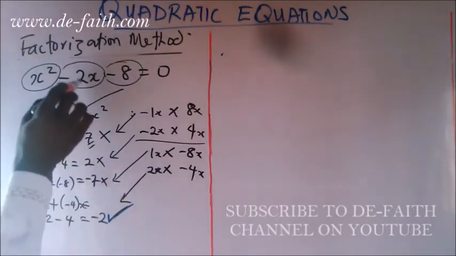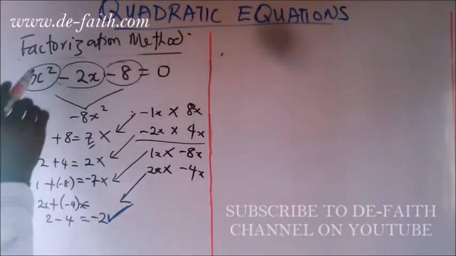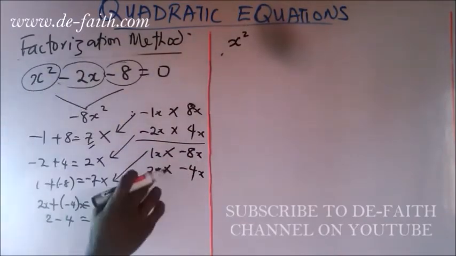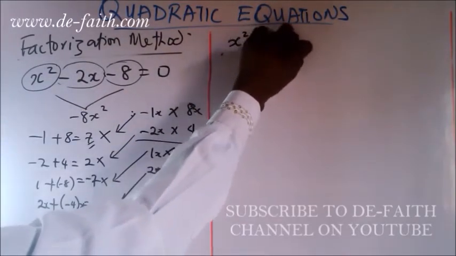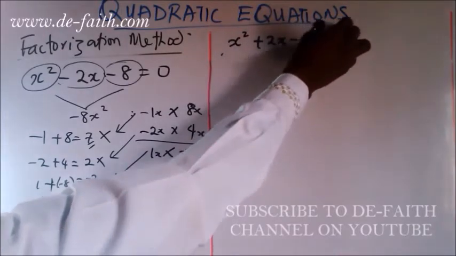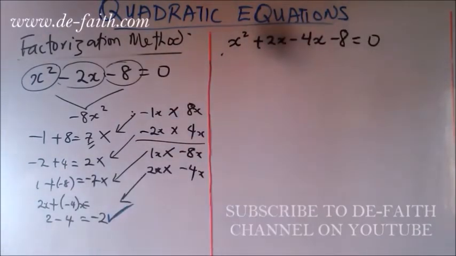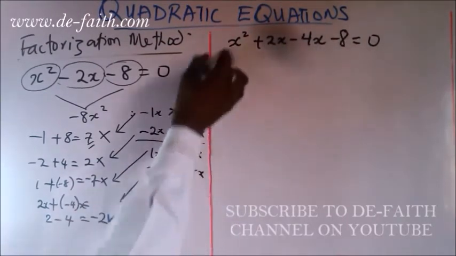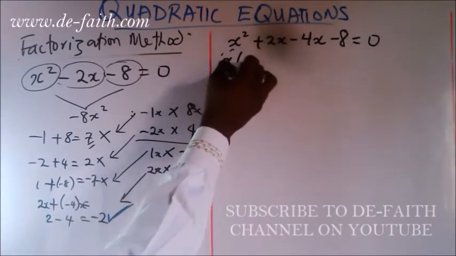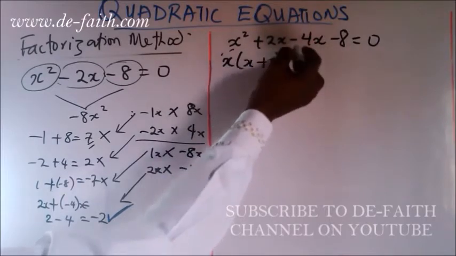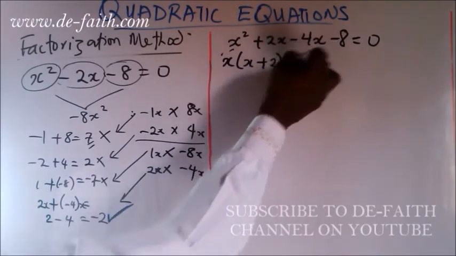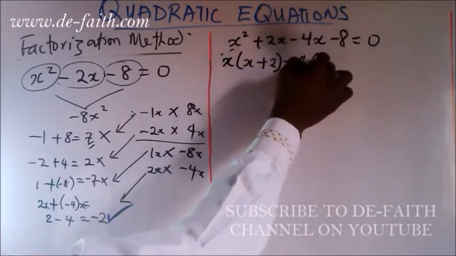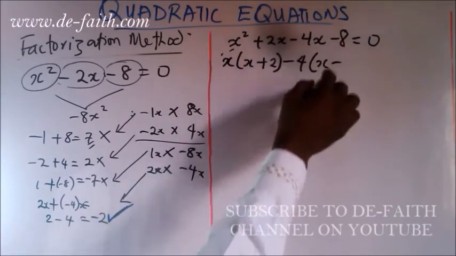And we'll replace that with what is in the middle here. So we'll repeat this. We have x squared and then replace this with this. That's plus 2x minus 4x minus 8 equal to 0. Now we'll group these two and we'll group these two. So what is common here? We have our x common, then x plus 2. And then we have a minus, and then what do we have common here? We have our 4, which is common. So we have x minus 4 into 8.